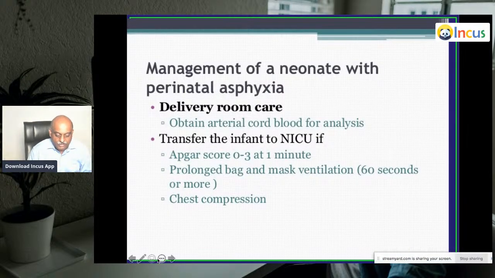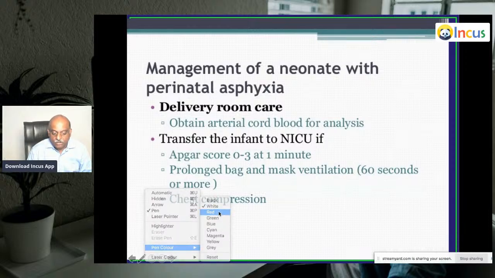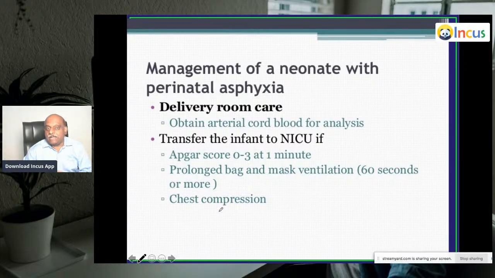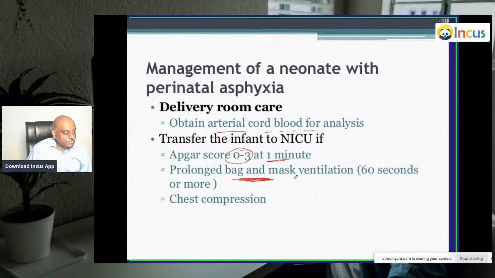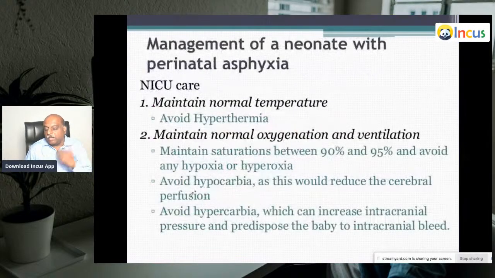So now, doctors, let us quickly run through the management of a neonate with perinatal asphyxia. As house surgeons, you might have seen a good number of cases in pediatrics. In the delivery room, obtain arterial cord blood for analysis. Transfer the infant to the NICU if the Apgar score is 0 to 3 at 1 minute, if there is a need for prolonged bag and mask ventilation, or if chest compression was required. In the NICU, maintain normal temperature and avoid hyperthermia.